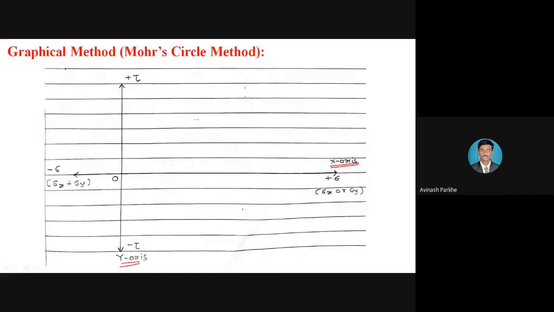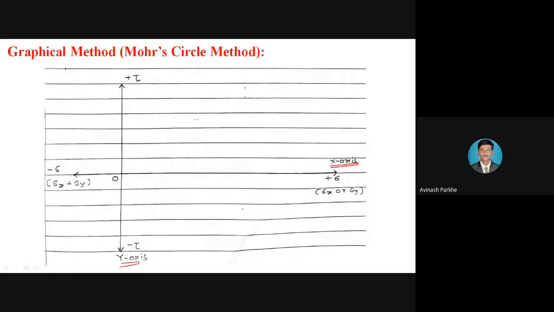This graphical method, the Mohr circle method, is mostly applicable for case number 2 and case number 3. Why case number 2 and case number 3? Because in case number 2 the body is subjected to biaxial stresses, meaning sigma x is given and sigma y is also given. In case number 3 it is subjected to biaxial stresses as well as one shear stress. That means in the third case it is subjected to sigma x, sigma y, and the shear stress. And the Mohr circle method is mostly applicable for case number 2 and case number 3.